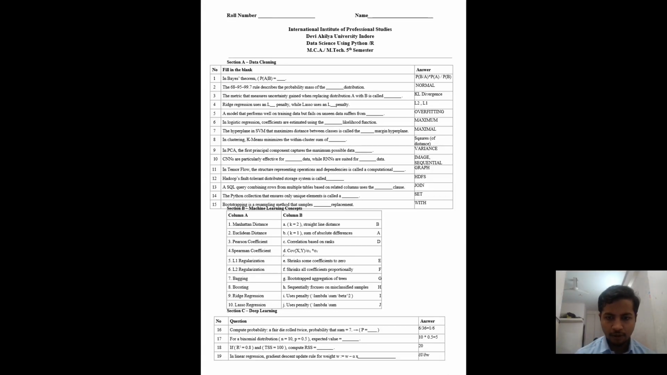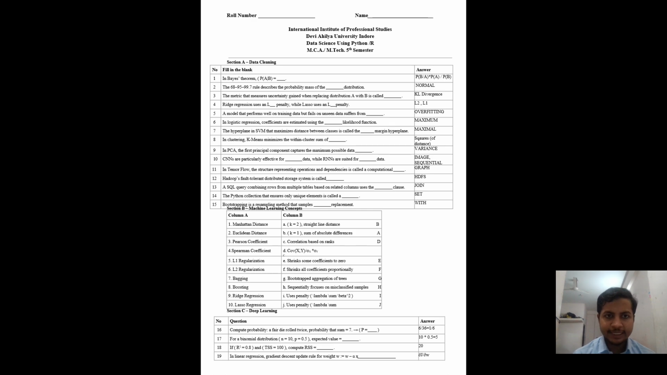Now today we will solve internal 2 paper. So the first question reads: in Bayes theorem, probability of A by B is equal to. We know that the formula for probability of A by B is equal to probability of B by A into probability of A divided by probability of B. So this is the general formula of Bayes theorem.